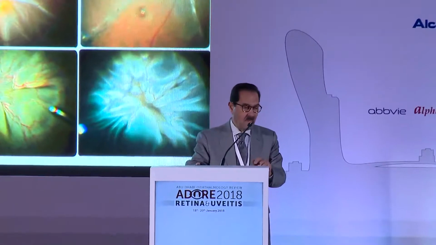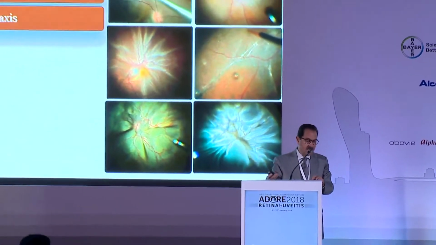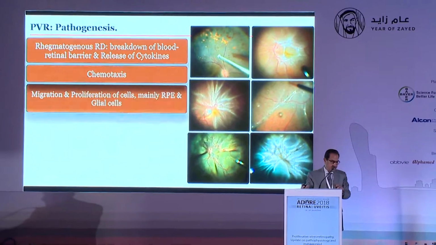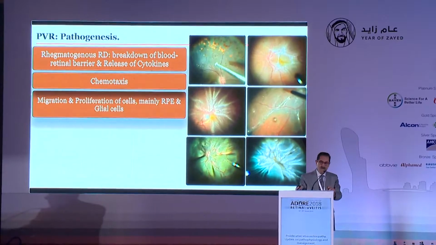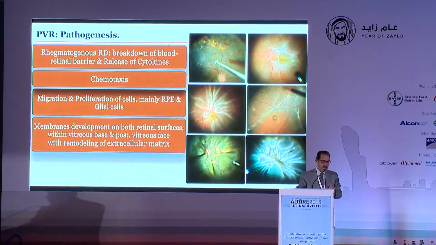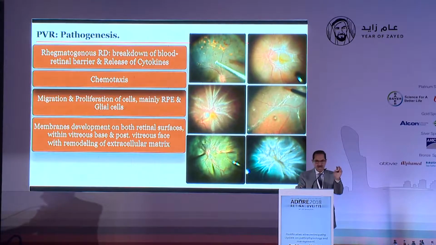And regarding the pathogenesis, rhegmatogenous retinal detachment is followed by breakdown of the blood-ocular barrier or blood-retinal barrier with the release of cytokines. Then, as a result of chemotaxis, there is migration and proliferation of cells, mainly retinal pigment epithelium and glial cells. And as a result of this proliferation, membranes develop in several places: at the back surface of the vitreous, at the area of the vitreous base, on the surface of the retina, and on the undersurface of the retina.